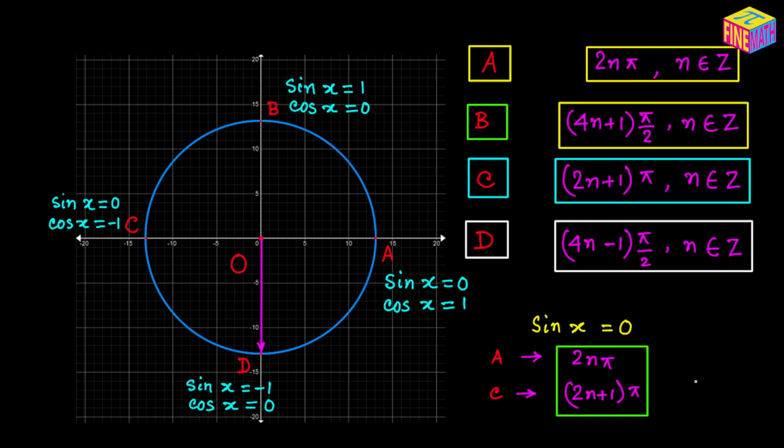So we can write this as n pi, where n is an integer. So any integral multiple of pi would give us the value of the sine ratio as 0. So let me make a final note here.